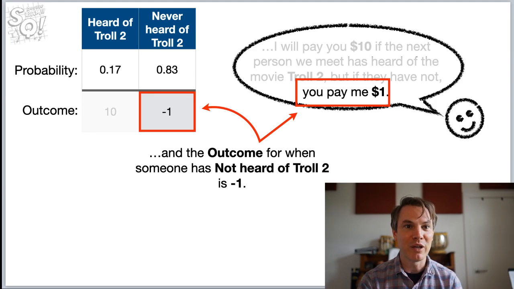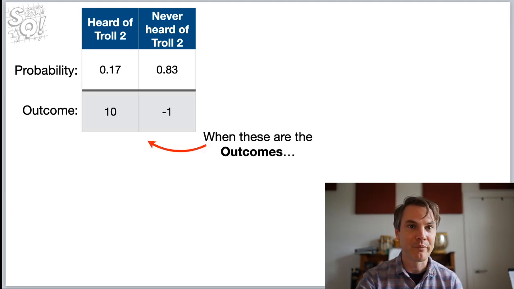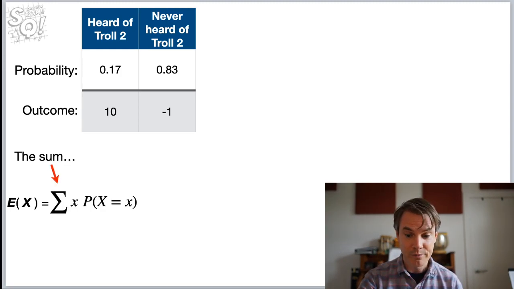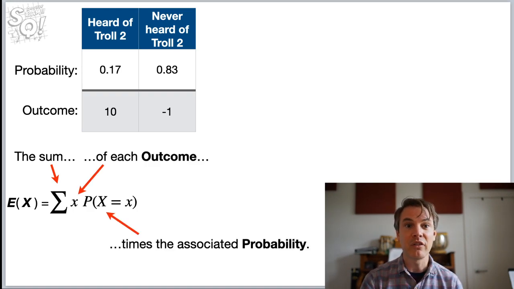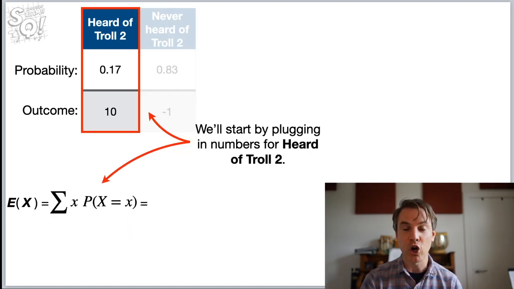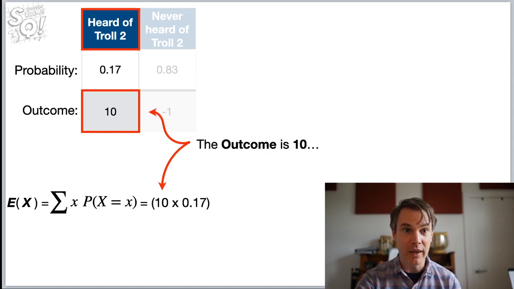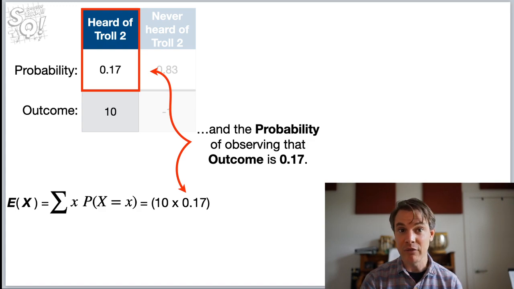And the outcome for when someone has not heard of Troll 2 was -1. Okay, when these are the outcomes, the expected value is, and we're using that fancy notation, the sum of each outcome, that's x, times the associated probability. So the probability that we observe that outcome. We'll start by plugging in numbers for heard of Troll 2. The outcome is 10, and the probability of observing that outcome is 0.17.